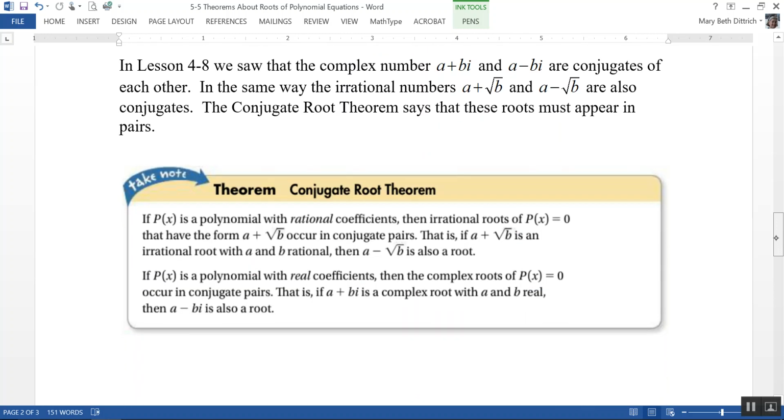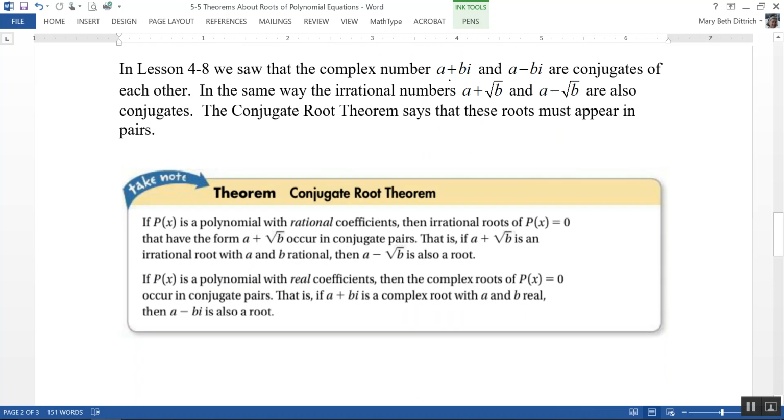In lesson 4.8, we saw that the complex numbers a plus bi and a minus bi are conjugates of each other. In the same way, the irrational numbers a plus square root of b and a minus square root of b are also conjugates. The conjugate root theorem says that these roots must appear in pairs. So in other words, if one of my roots is a plus bi, there must be a minus bi also as a root. If one of my roots is a plus the square root of b, I must also have the root a minus the square root of b.